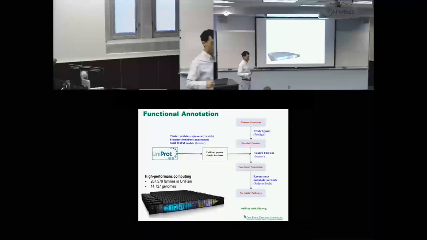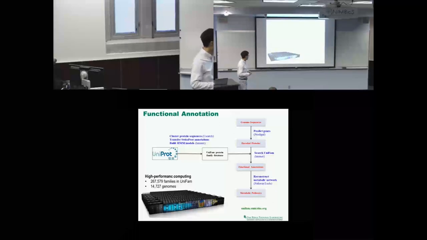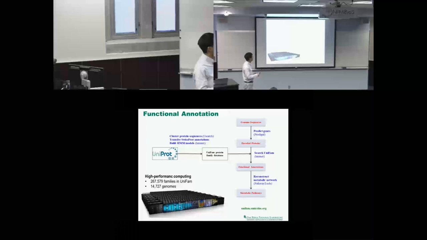Then finally, for each cluster, we did a multiple sequence alignment, and we built a HMMER model for those families. So this gives us a UniFam family database. In total, we have about 267,000 families in the UniFam database. So once we have this, we can go back to the genome annotation. So this is the step.